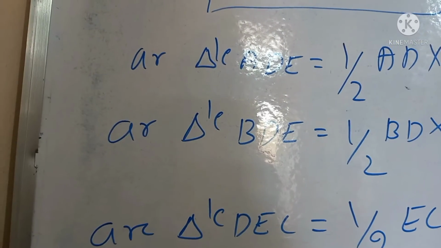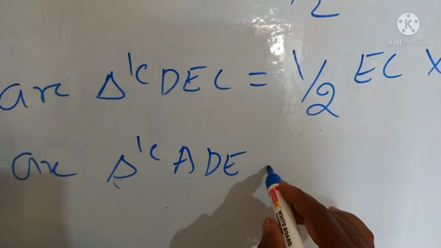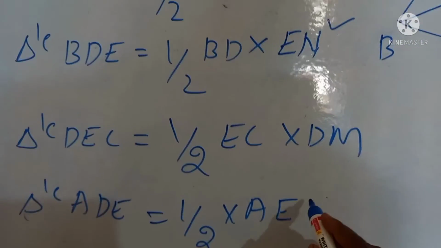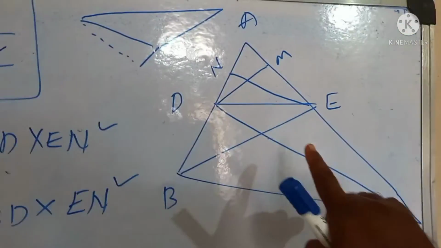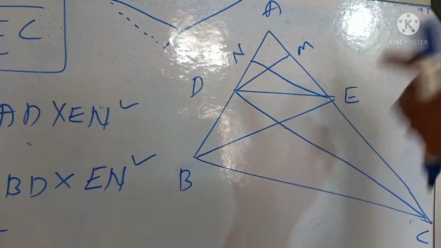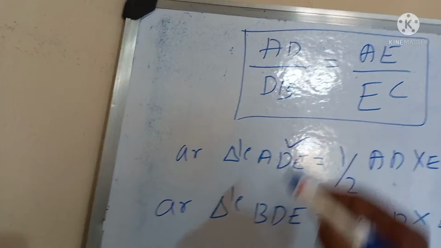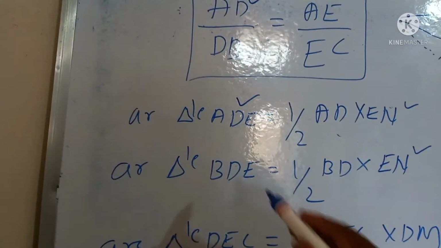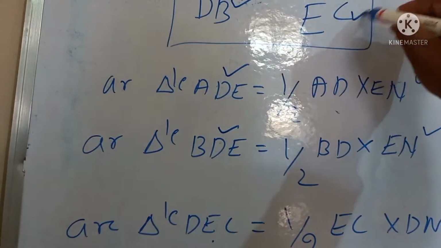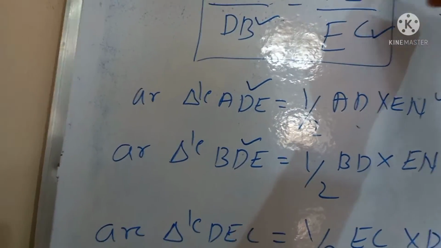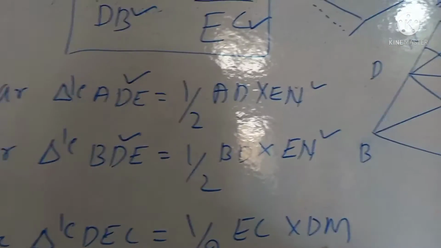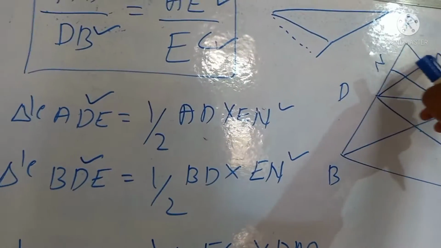Area of triangle ADE is equal to 1 by 2 AE into DM. In ADE, DM is the height, AE is the base. So here I choose ADE because AE is the base here. I choose BDE because BD is the base here. I choose DEC here, EC is the base here. I choose ADE, AD is the base here. So in an obtuse triangle we get the height like this. So I took DM here and EN here.